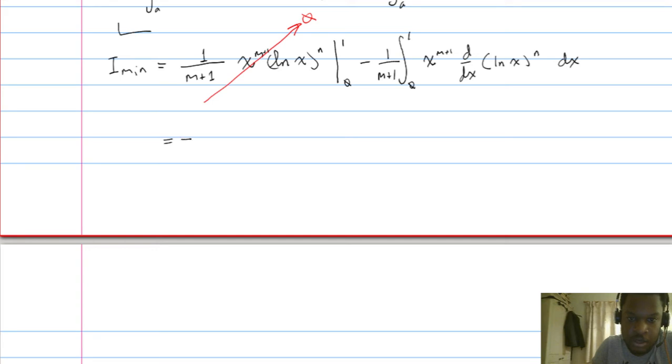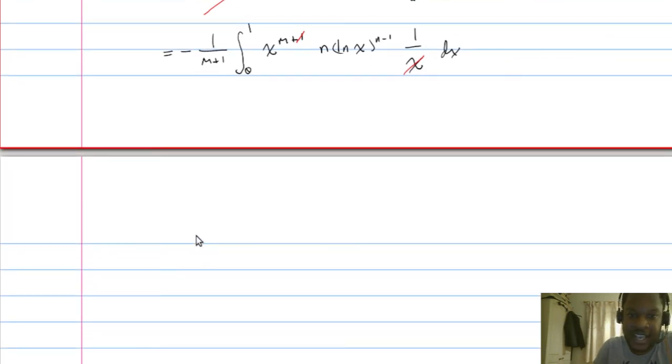So now we can perform our simplification. That's equal to minus 1 over m plus 1 times the integral from 0 to 1 of x to the m plus 1 times, just as we promised, n, the natural logarithm of x to the n minus 1, and of course we have to differentiate the inside as well, so we have a 1 over x, with respect to x. It's easy to see the simplification here. We cancel one of the x's with this x here, and we have a factor of n on the inside to pull outside of the integral.